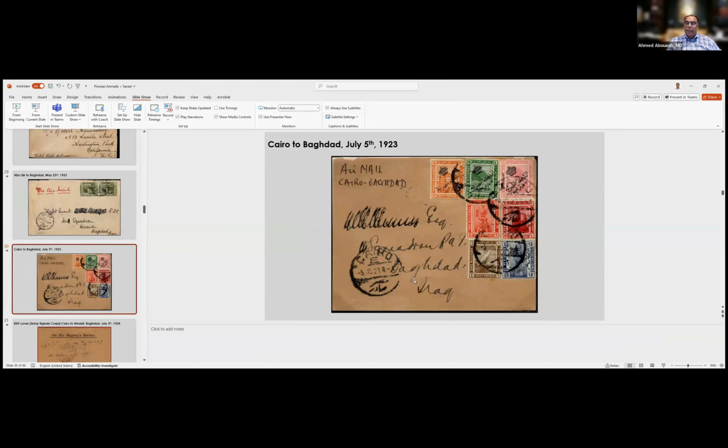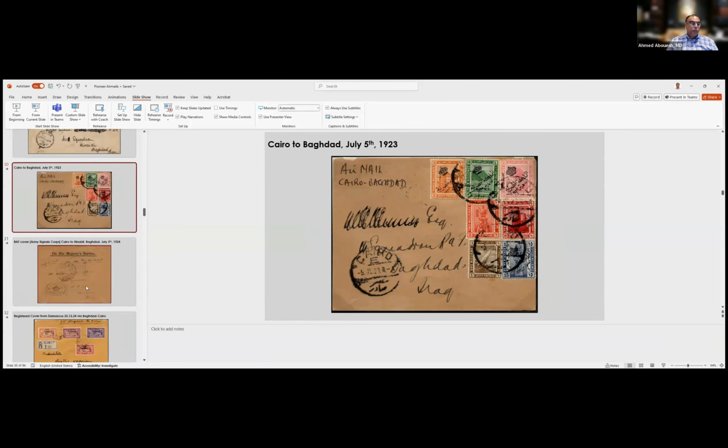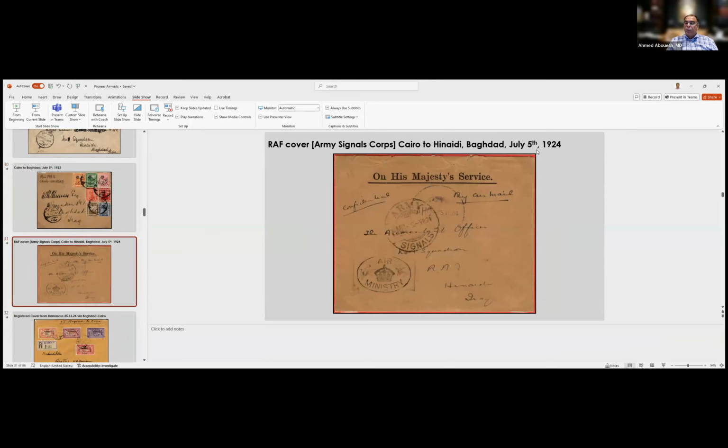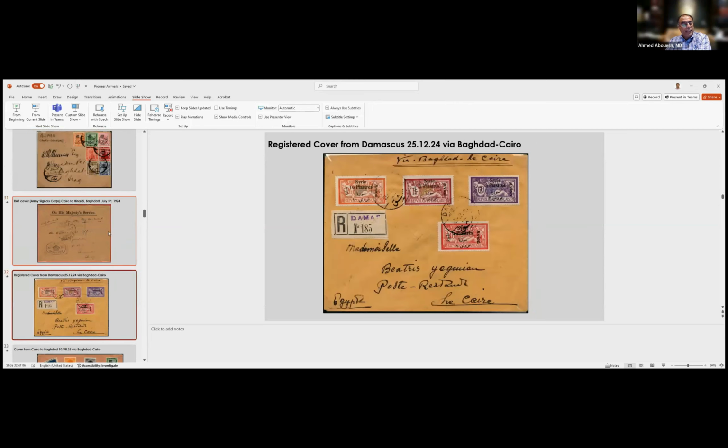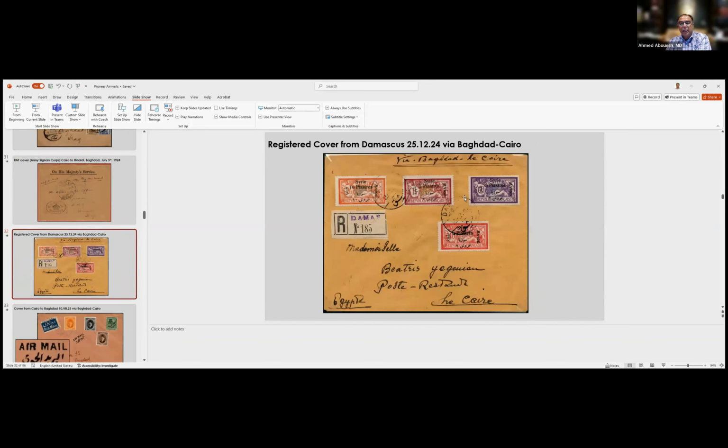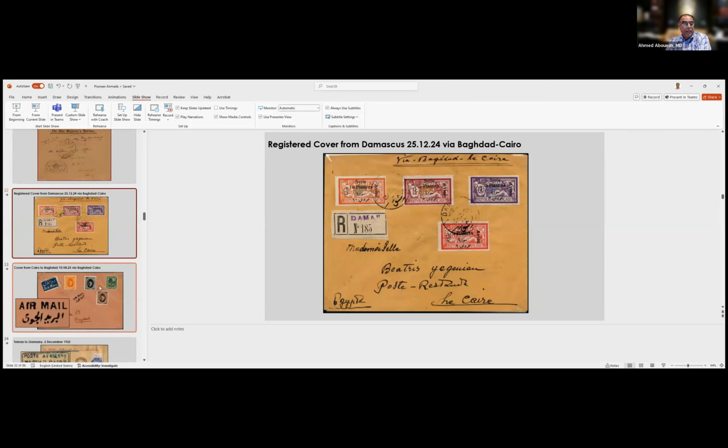Another one to Baghdad with the crown overprints. And in 1924, again, the British forces. So this would later be turned over to Imperial Airways in 1926. But it was of great importance because it really connected a lot of the other countries and was utilized. This was a cover from Damascus to Cairo.